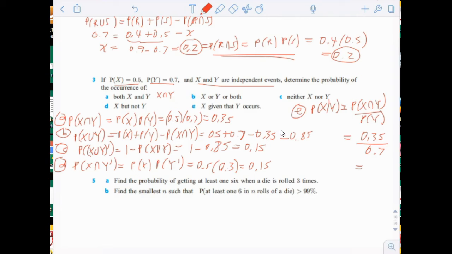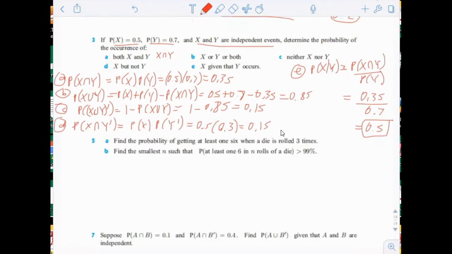Okay. Number 5. Find the probability of getting at least one 6 when a die is rolled 3 times.